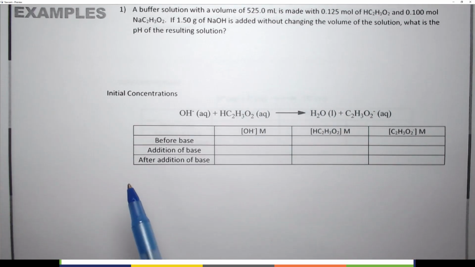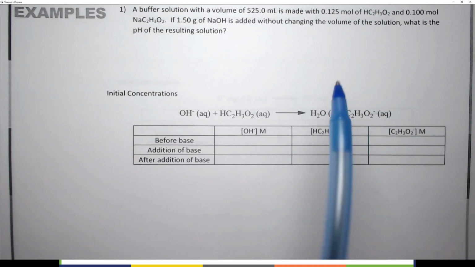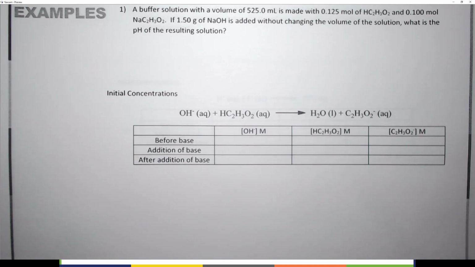So this question is annoying because they give us moles and volume. They don't give us molarity. So it turns out we actually have to calculate the concentration of everything in solution before we can think about what's going on in the reaction and solve the Henderson-Hasselbalch equation.